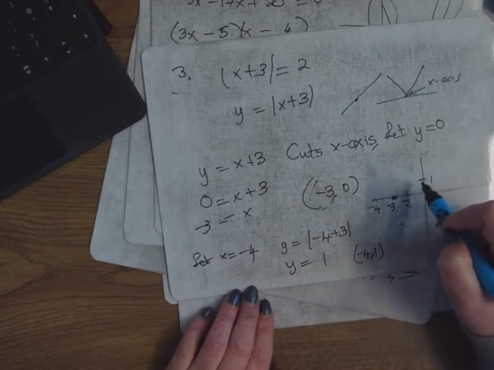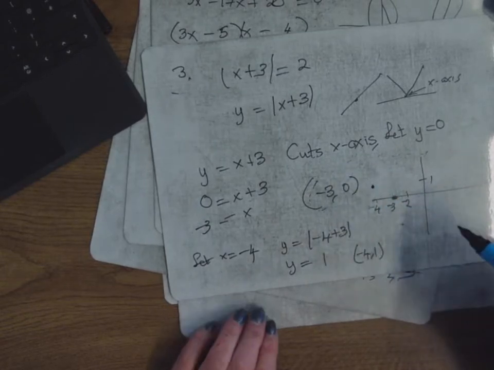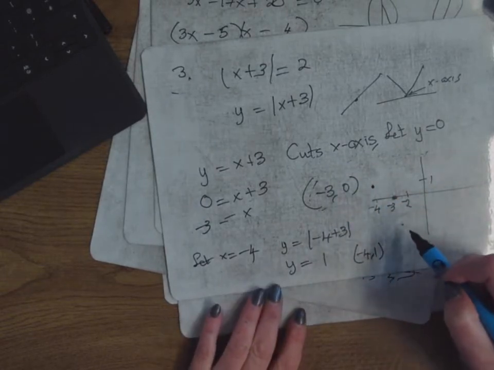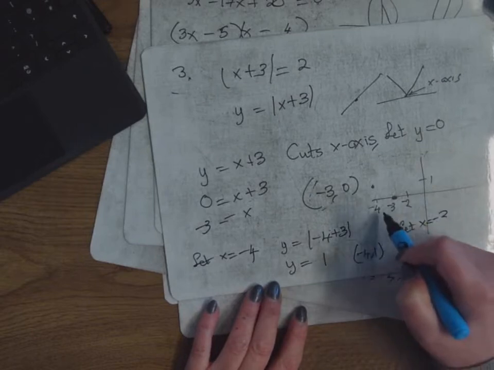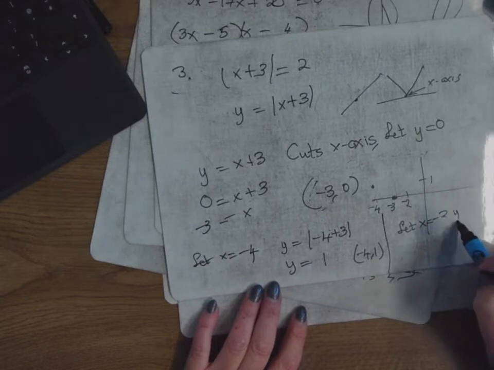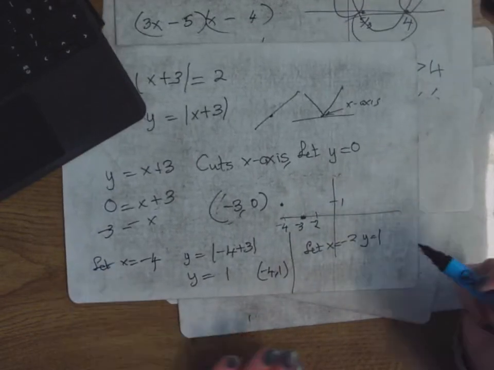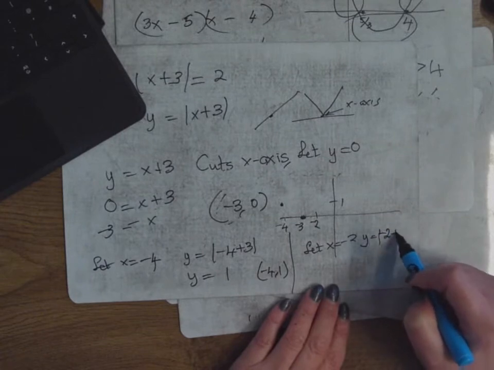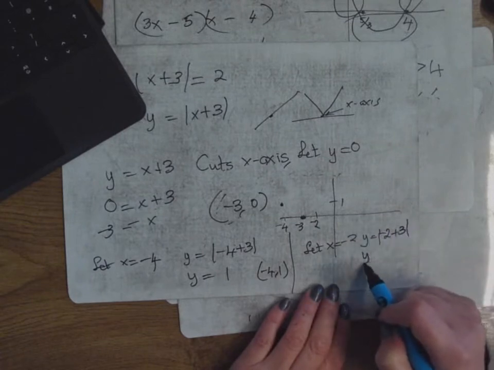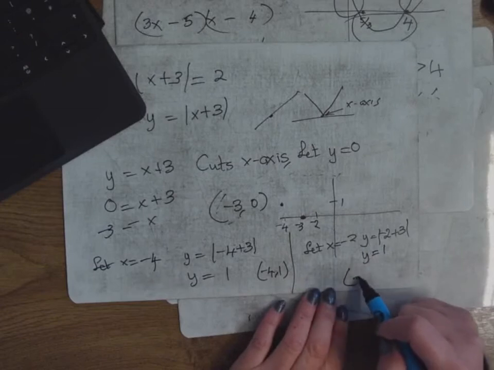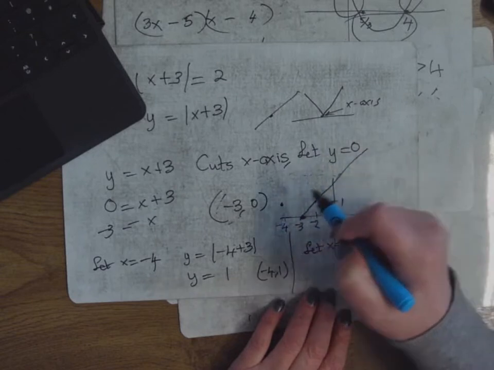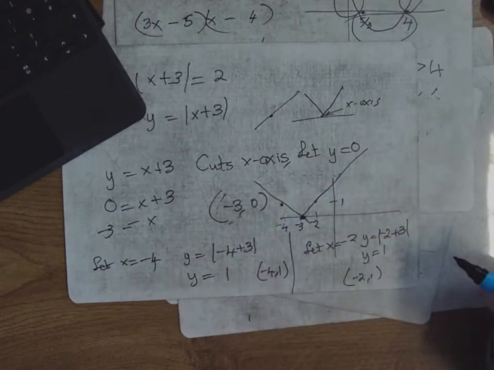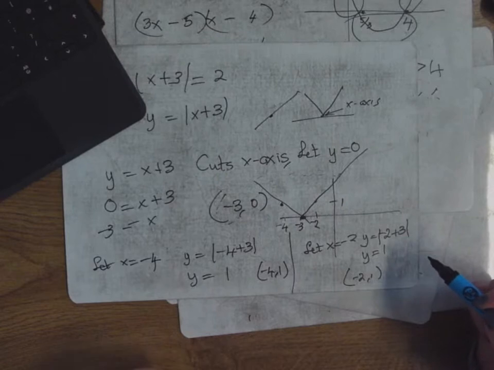You with me? Minus 4, 1. Okay, and then I'm going to let x equal minus 2. So y is equal to the modulus of minus 2 plus 3, which is the modulus of plus 1, which is just 1. So that's minus 2, 1. Agreed? So there we are. That's the line going that way, and that's the line going that way. Are you all with me? So that's how you draw those.